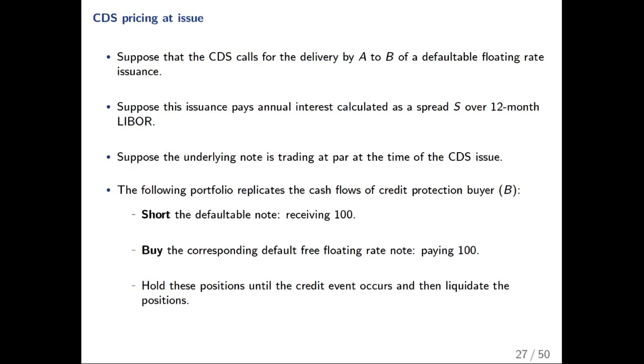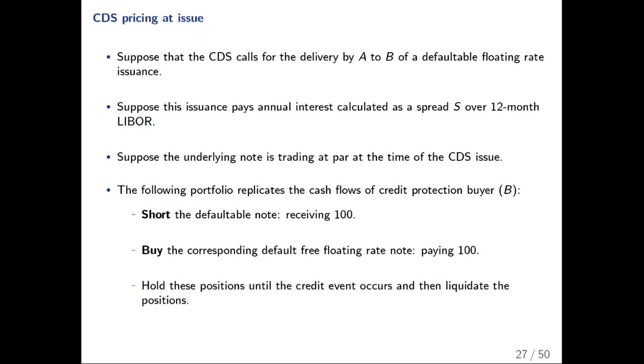What will the cash flows of the CDS look like? If I buy a CDS, I'm going to pay a spread on it every single period until default. On default, I'm going to deliver you the bond, and I'm going to receive 100, the face value of the bond. Now, think about the cash flows of this. Imagine I sell a defaultable floating rate note. I take that 100 and I buy the default-free note. So everything's trading at par.